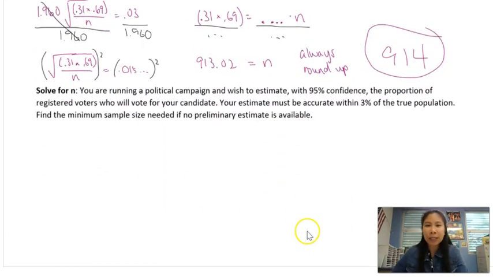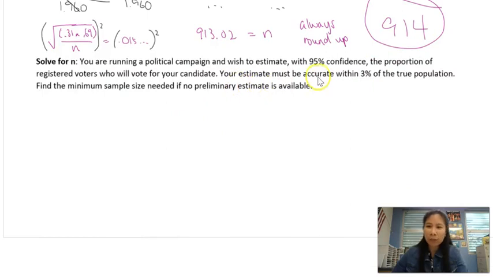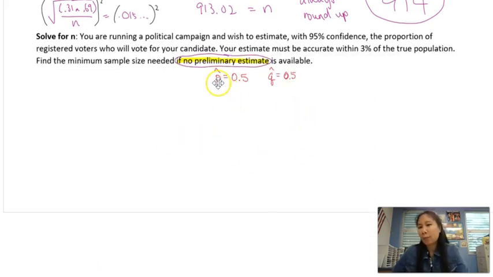One other type of problem you'll see is where, instead of giving you p hat, they're going to say find the minimum sample size needed if no preliminary estimate is available. Because sometimes that happens when you're doing a survey and you have no idea what p hat's going to be, like you haven't even done that part of the survey yet. Then in that case, if we're just trying to guess how many people we would need in our sample, to figure out what kind of survey we can do, we wouldn't have a preliminary estimate. So if this ever happens, we're always going to use p hat equals 0.5. So if p hat is 0.5, then q hat's also going to be 0.5.